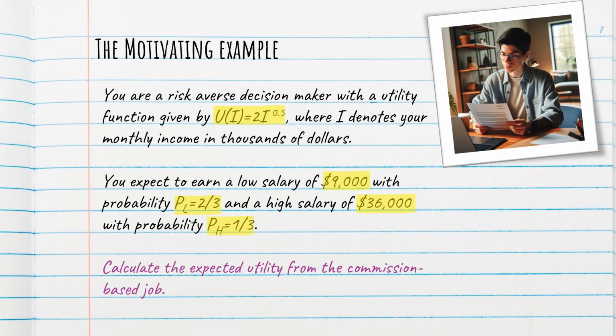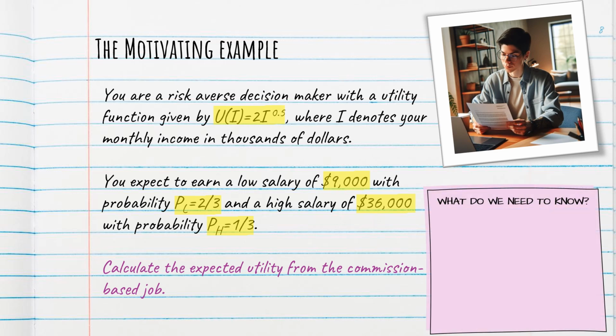Now we want to calculate the expected utility from the commission-based job. What do we need to know in order to answer this question? We need a utility function as well as each potential income and the probability of it occurring. How do we solve this question? Using the expected utility formula. So the expected utility formula is a weighted sum, but instead of weighting the salaries, we're going to weight the utility we get from each salary. So we have the probability of the low salary times the utility from the low salary plus the probability of the high salary times the utility from the high salary.